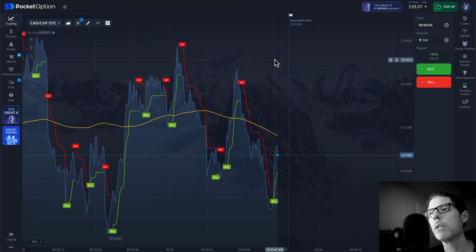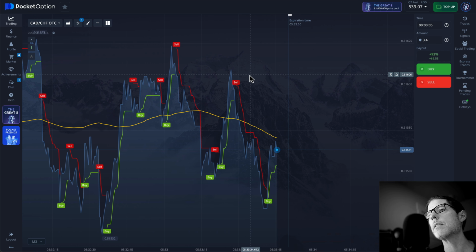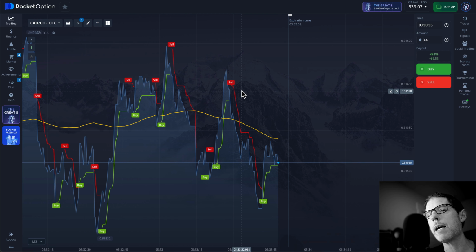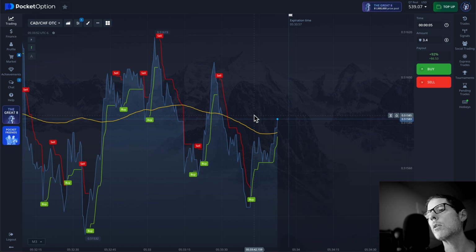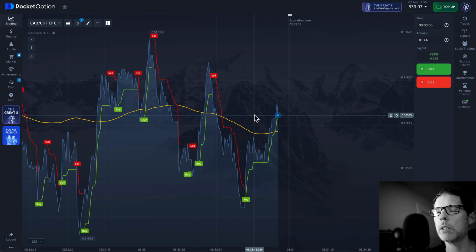So try this out. It's pretty straightforward. You just take the buy and sell signals, but only do that if you have an upward or downward trend. Okay, if you have a downward trend, you're only looking for sells. On an upward trend, you're only looking for buys.